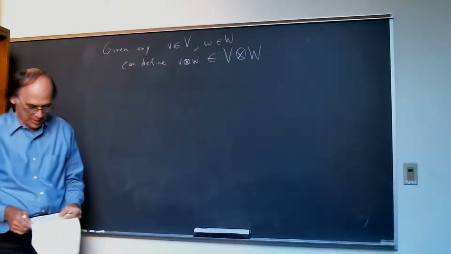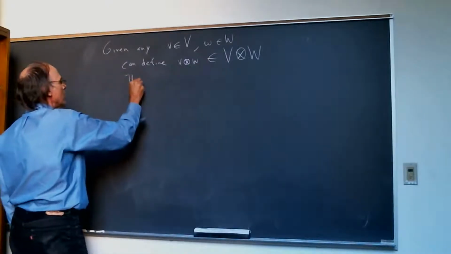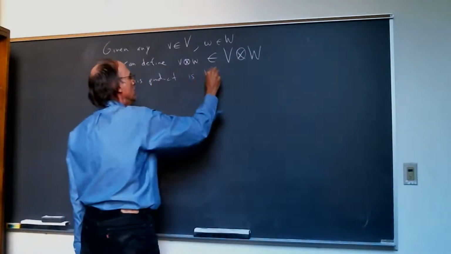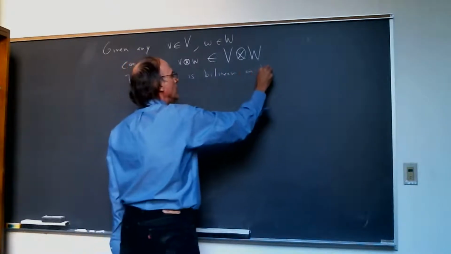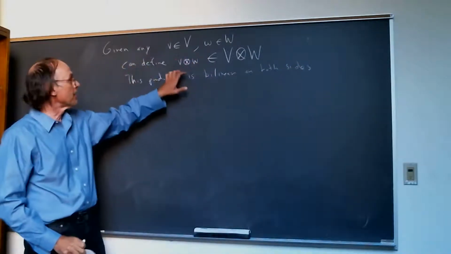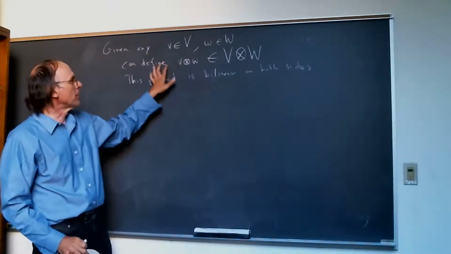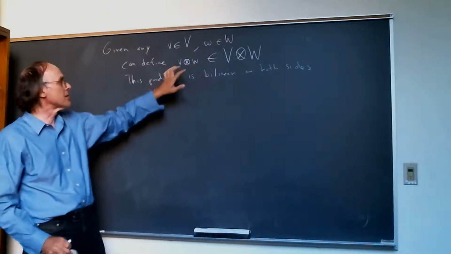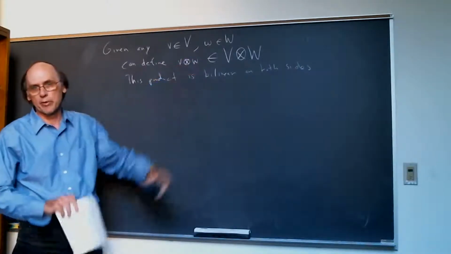Okay, and then this product is bilinear on both sides. In other words, if you take some linear combination here, you get a linear combination of things, and the same thing on both sides. So this has nice linearity properties, both in terms of being linear in V and linear in W.